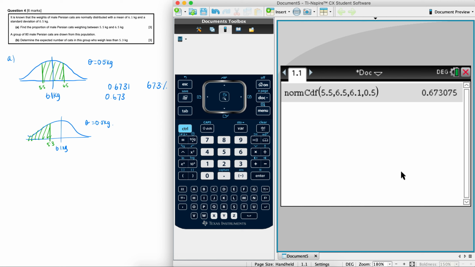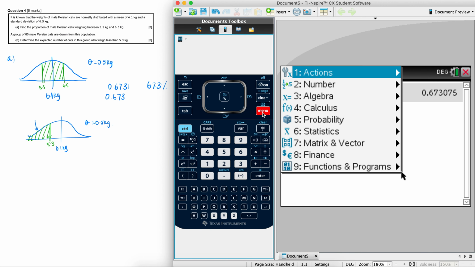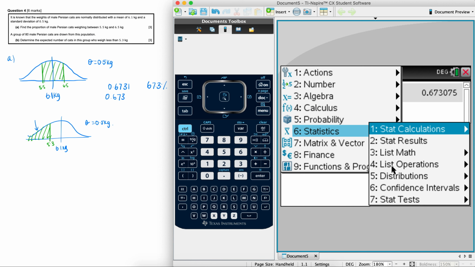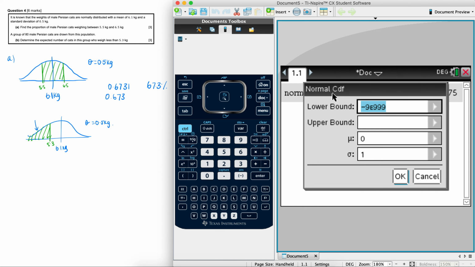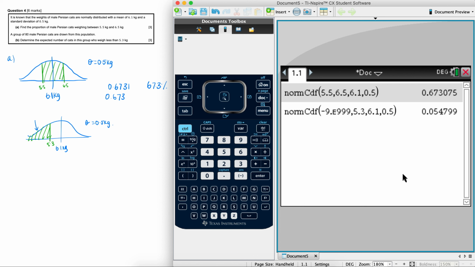So to find out how many, I need to first of all find the percentage of that section. So doing exactly what I did before, menu, statistics, distributions, and normal CDF. This time the lower bound is down here, so it's essentially infinity, so I can leave it as what comes up on the GDC. Then I've got 5.3, which is my upper bound. I've got my mean, which is 6.1, and my standard deviation, which is 0.5. So the area there is 0.05479.